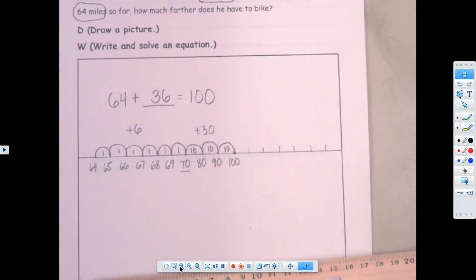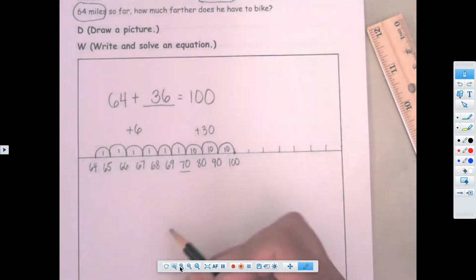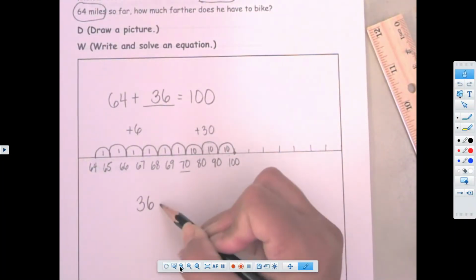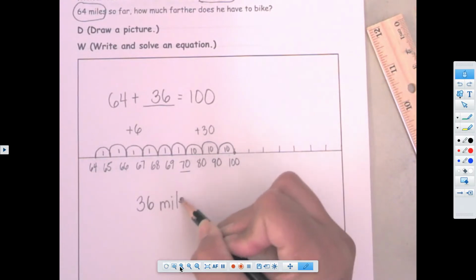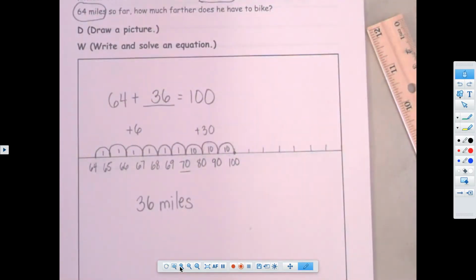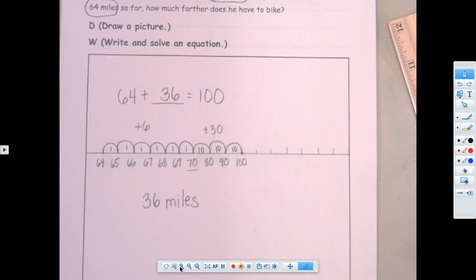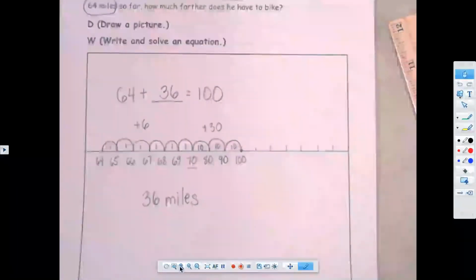So it says, how much further does he have to bike? How many miles? 36. Yeah, so right, 36 miles is our answer. All right, so if you have solved that and you have it, let's go ahead and flip the page.